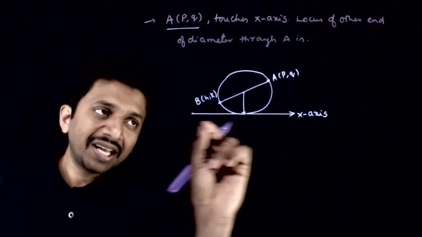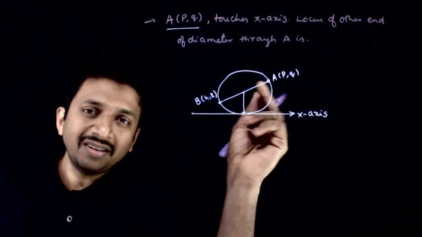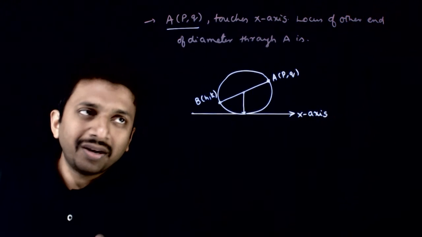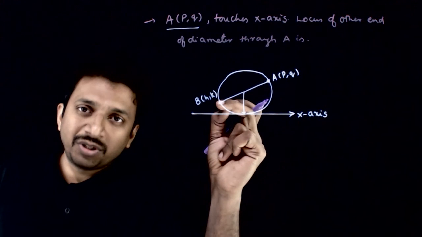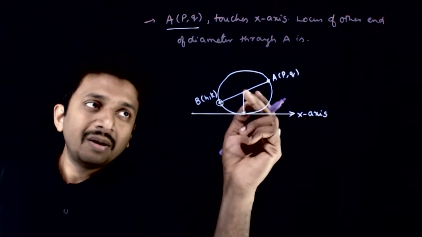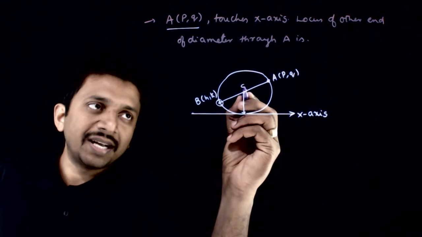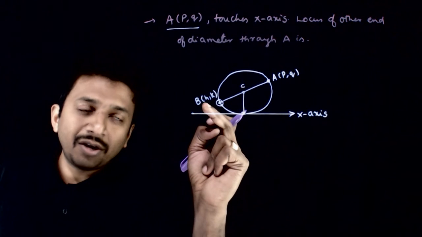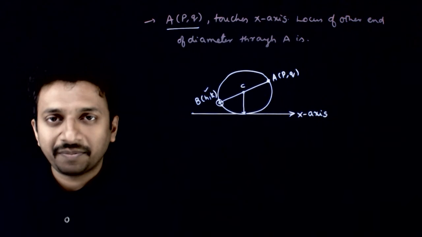You have a circle, it touches the x-axis. Now P(p, q), let us assume that this is the given fixed point. You're asked to find the locus of the diametrically opposite point, the other end of the diameter passing through P. So let us draw a diameter. Let this be the center C. The other end of the diameter be (h, k). So you're asked to find the locus of this (h, k).